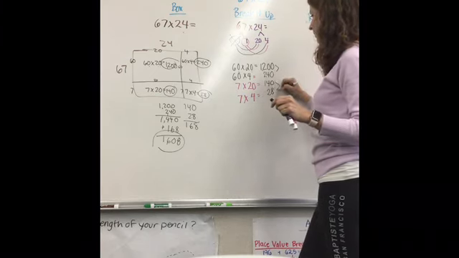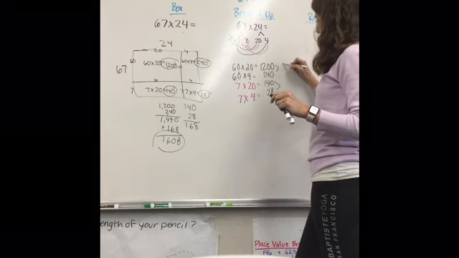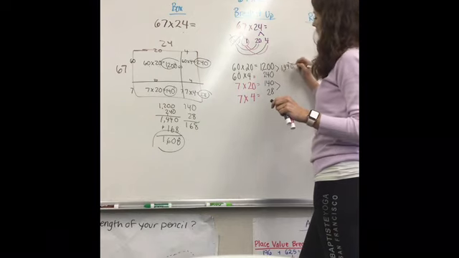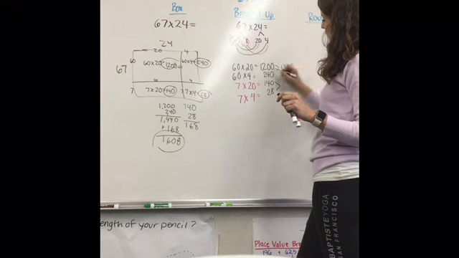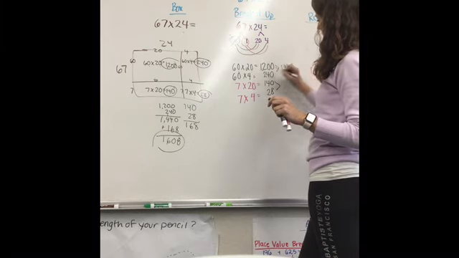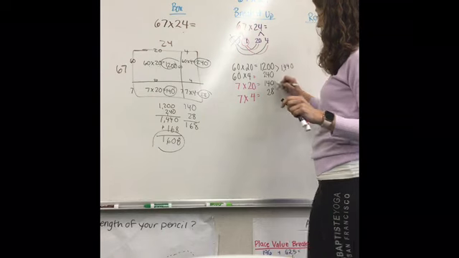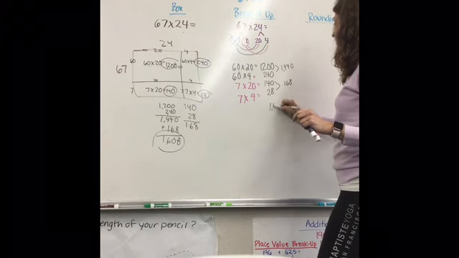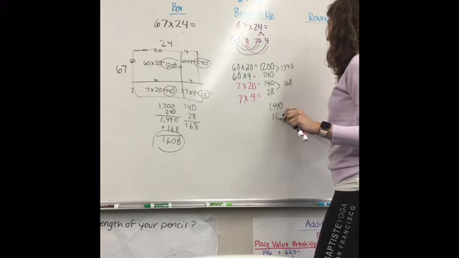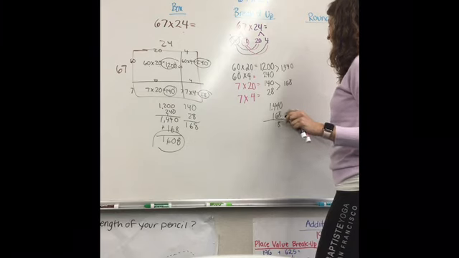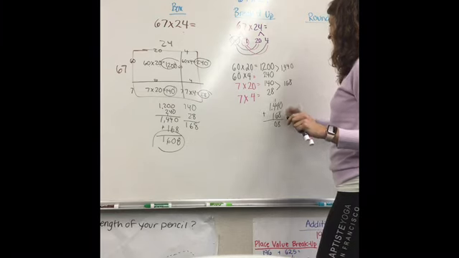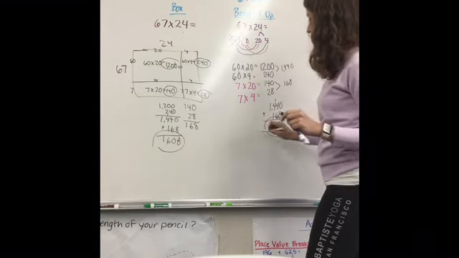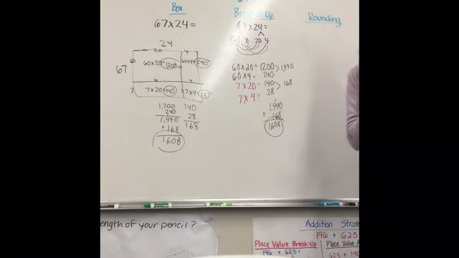Add them up. This will be 1,440, because 0 plus 0 is 0, 0 plus 4 is 4, 2 plus 2 is 4, and then there's the 1. And over here, this is 168. I'm going to line them up so I don't make a mistake. And look, same answer. Okay, I want you to practice it with the rounding strategy now.